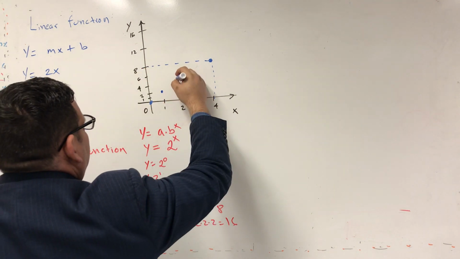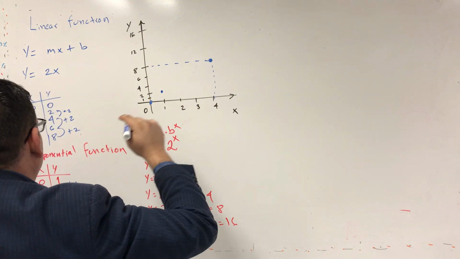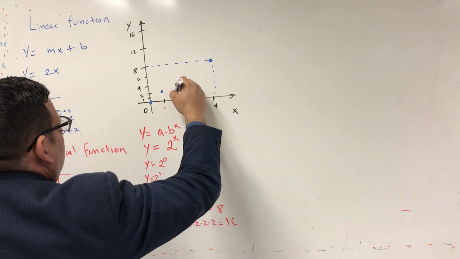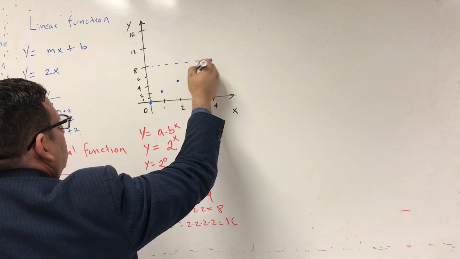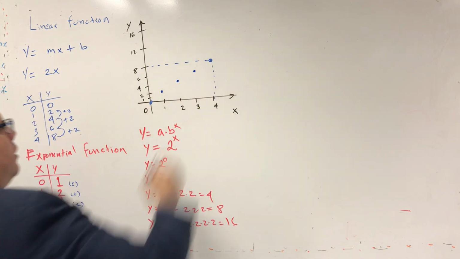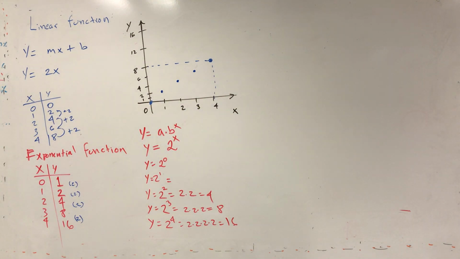I have 2 with 4, and then I have 3 with 6. As you can see, I have a line right there. Let's analyze now the exponential.